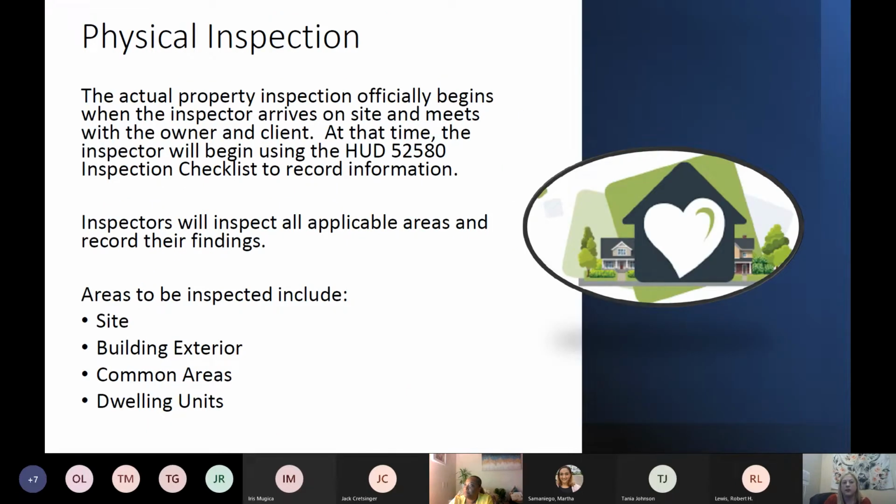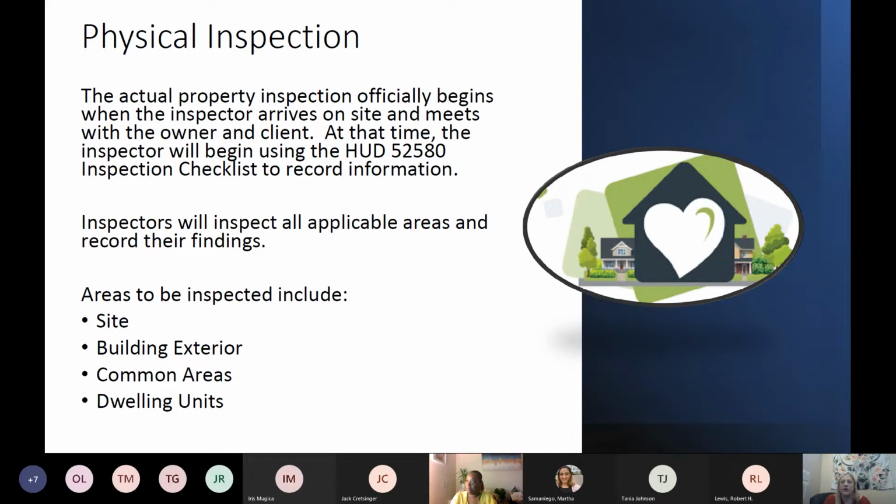The physical inspection is the actual property inspection that officially begins when the inspector arrives on site and meets with the owner and client. At that time, the inspector will begin with what we have, the HUD 52580 inspection checklist, to record information. Inspectors will inspect all applicable areas and record their findings. And the areas that are included in an inspection would be the site, the building exterior, common areas, and dwelling units. Some agencies may not be using the 52580.